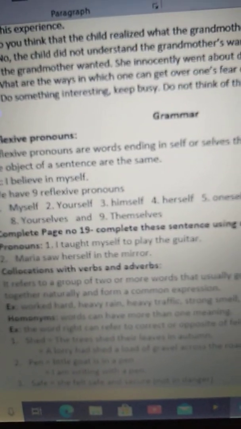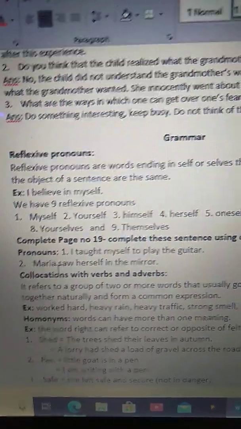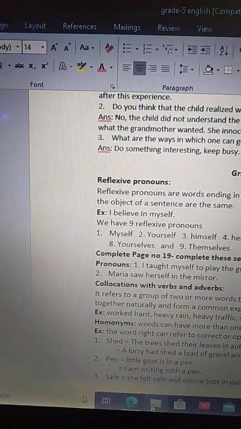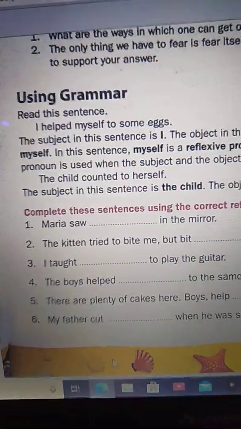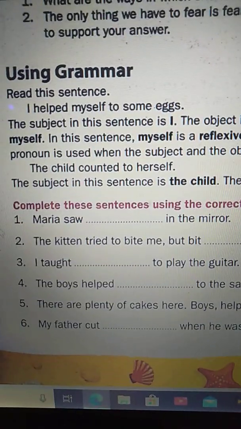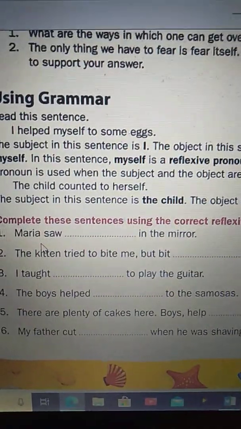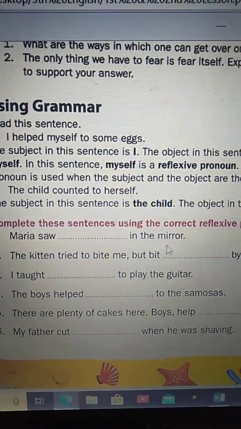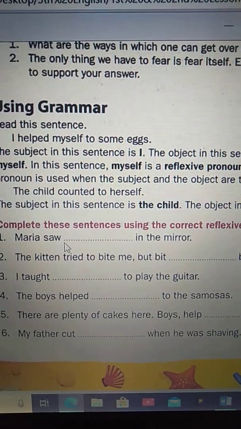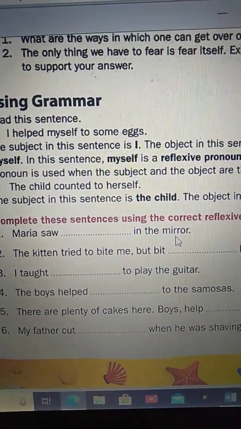See here, page number 19. Complete these sentences using correct reflexive pronouns. All of you open your textbooks. Open page number 19. Okay. So complete these with reflexive pronouns. See, Maria saw dash in the mirror. Maria saw herself in the mirror.